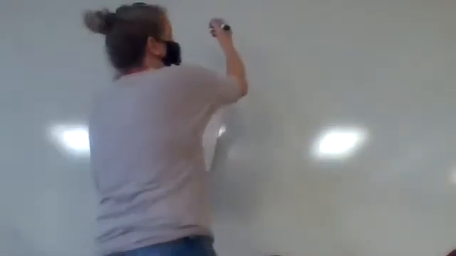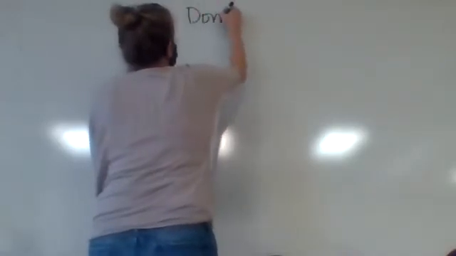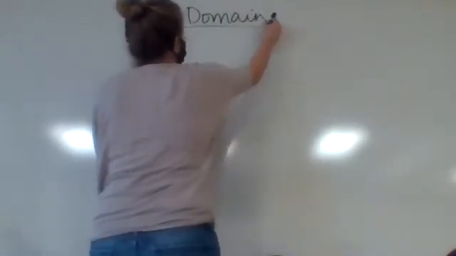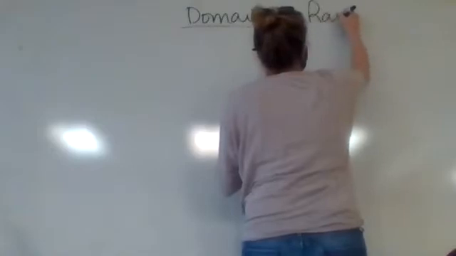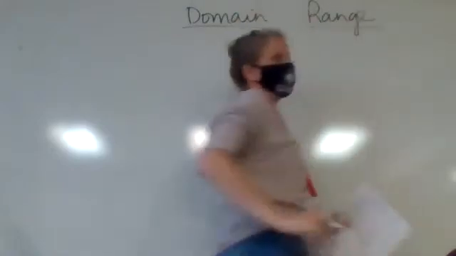Okay. So number 1 will look like this. It's going to have a column for domain values and a column for range values, and it's going to ask you if this relationship is a function or not.